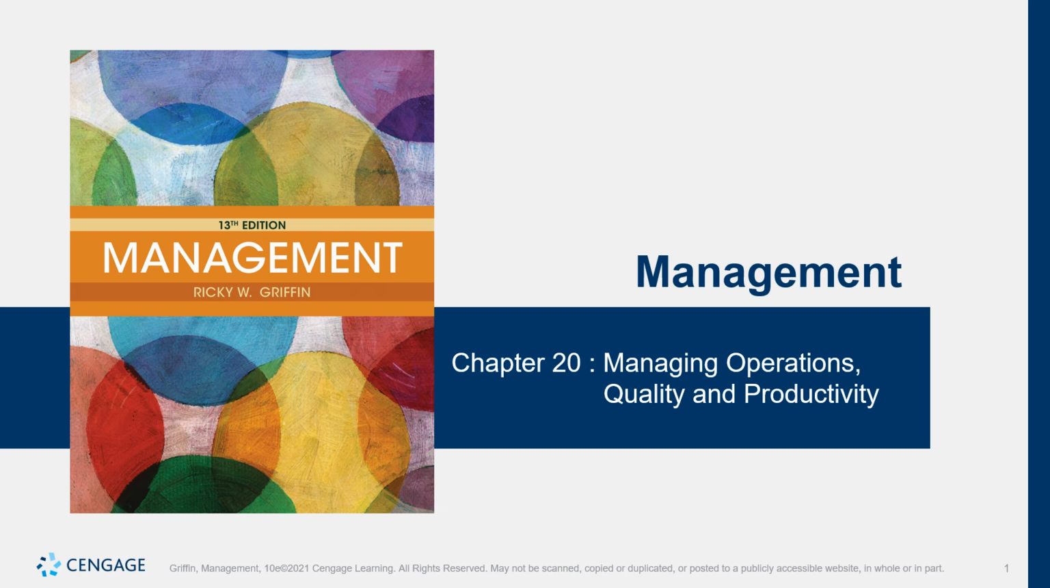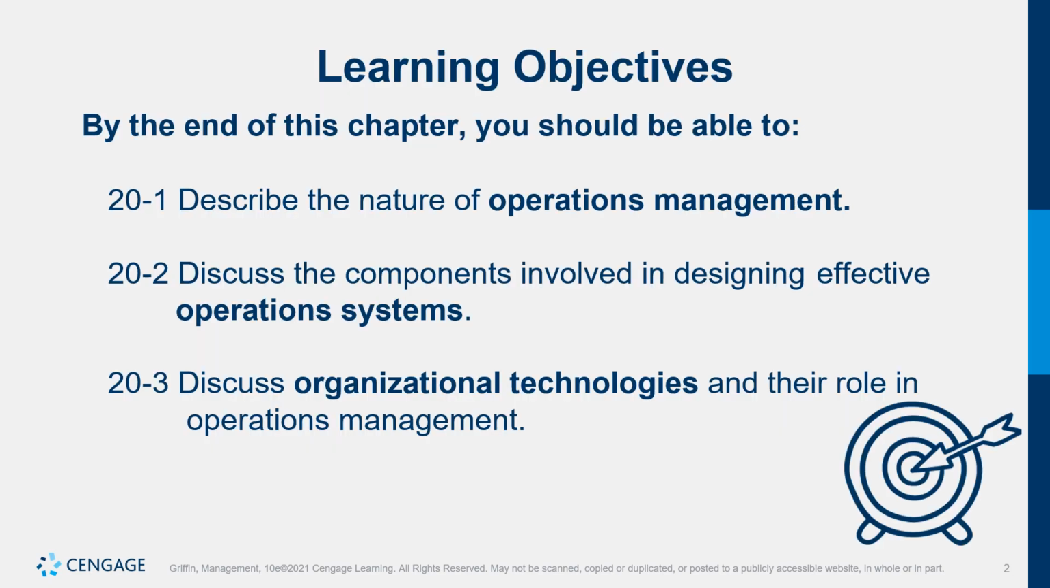Chapter 20: Managing Operations, Quality, and Productivity. These are the learning objectives. By the end of this chapter, you should be able to describe the nature of operations management, discuss the components involved in designing effective operations systems, discuss organizational technologies and their role in operations management.